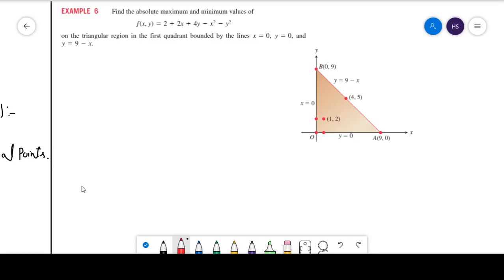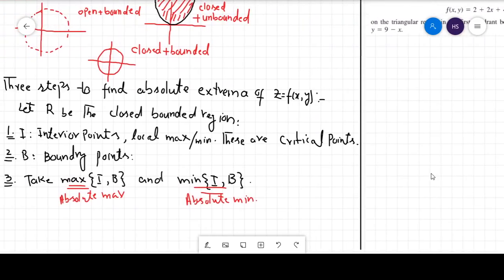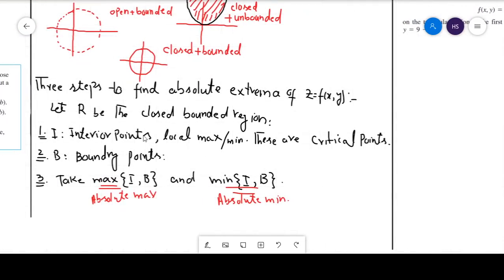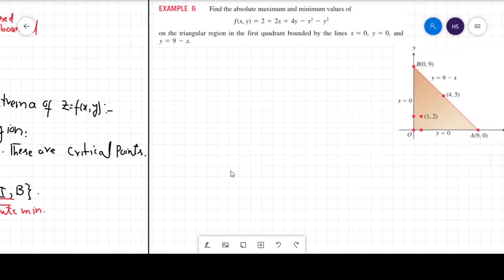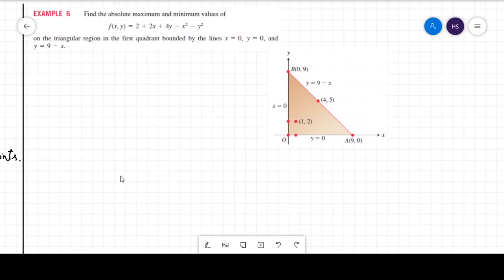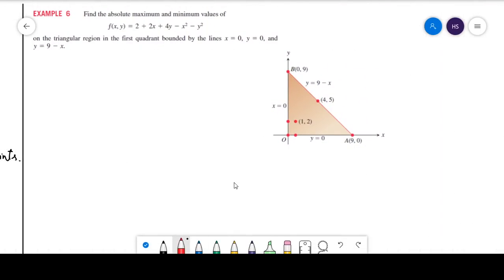So first of all, we'll follow this pattern. First we'll check the interior points. That will include all the critical points. Then we'll check at the boundary, and then take the maximum and minimum functional values to be the absolute maximum and absolute minimum of this function. So let's start with interior points.